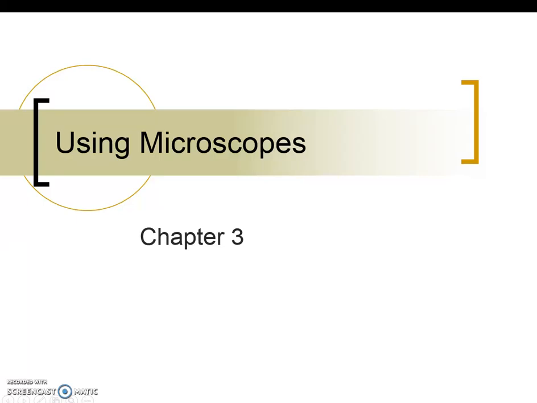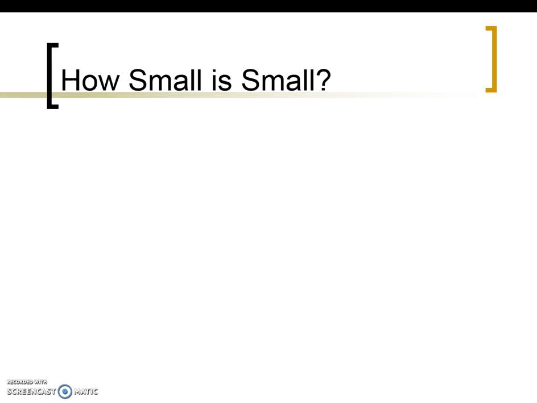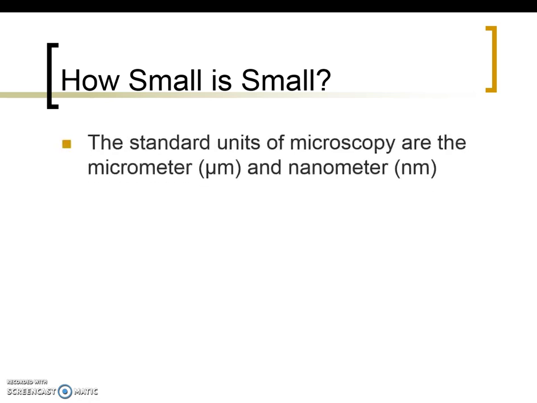Okay, everybody, we're going to go ahead and go through Chapter 3, which is about microscopes. So we're going to answer some questions about how small the objects are that we're going to be looking at in lab. So the standard units of microscopy are the micrometer and the nanometer.